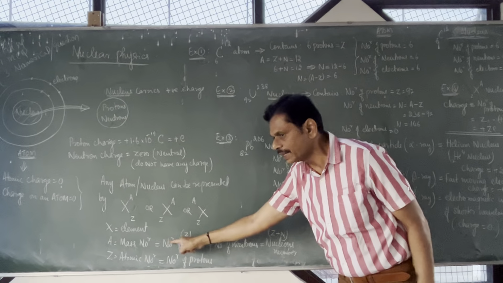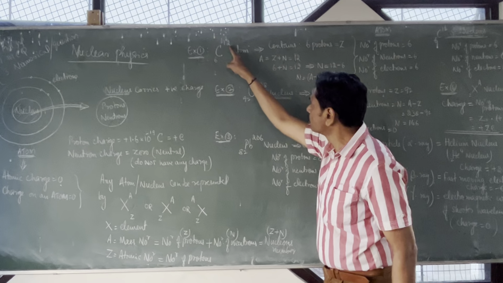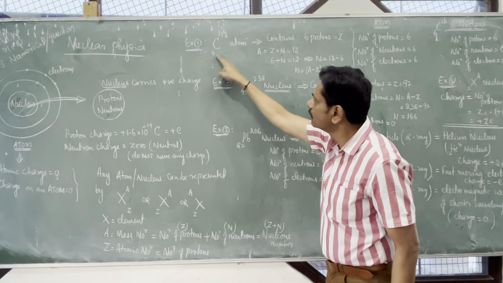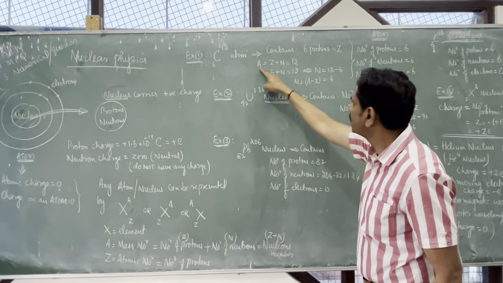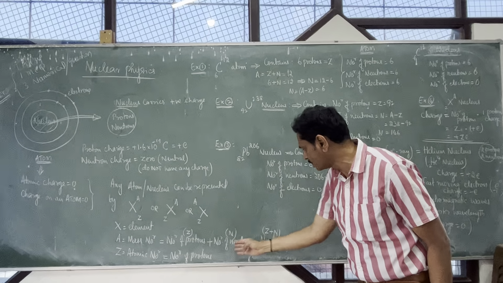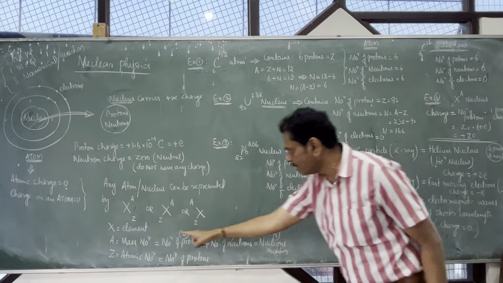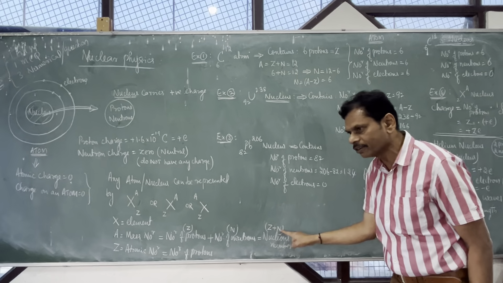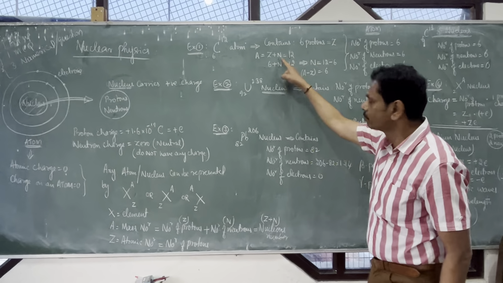Here I will use that idea. In place of A, 12 is there. In place of Z, 6 is there. Since it is 12 here now, A is equal to Z plus N. Same thing here, Z plus N. A is equal to mass number, which is equal to number of protons plus number of neutrons, Z plus N.